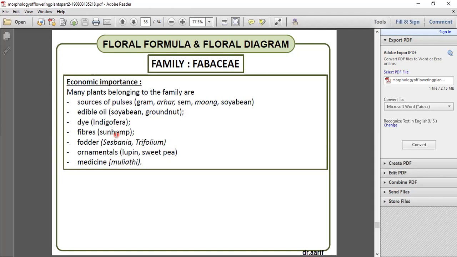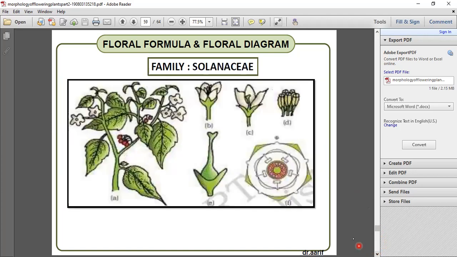Then fodder. Fodder means it is used as food by animals. For example, trifolium, sesbania. Some of them are used as ornamental plants like lupine and sweet pea. And I hope all of you have heard about mulethi. It is a fair and lovely cat... they say it a hundred times. So it has medicinal property. Another thing I should say here, sweet pea essential oil is also very much in high demand.